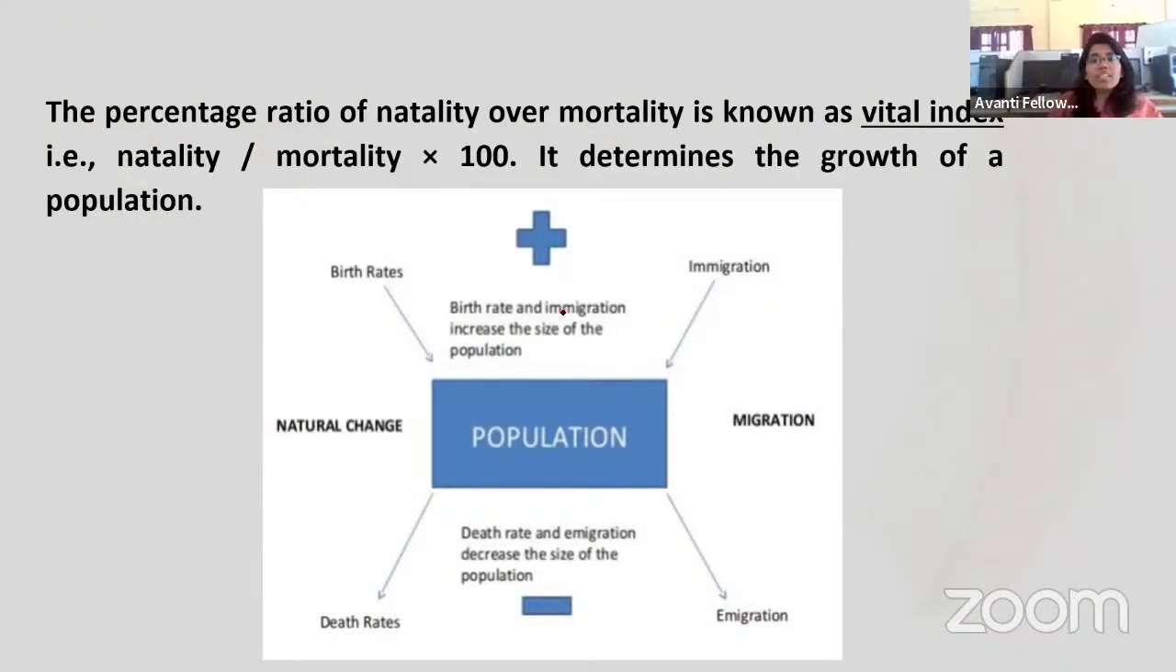Next, the percentage ratio of natality over mortality is known as the vital index. So how do we calculate the vital index? The number of organisms born divided by the number of organisms that have died, into 100, gives us the vital index. So this formula is important. The vital index formula is natality divided by mortality into 100. This is what is called the vital index.